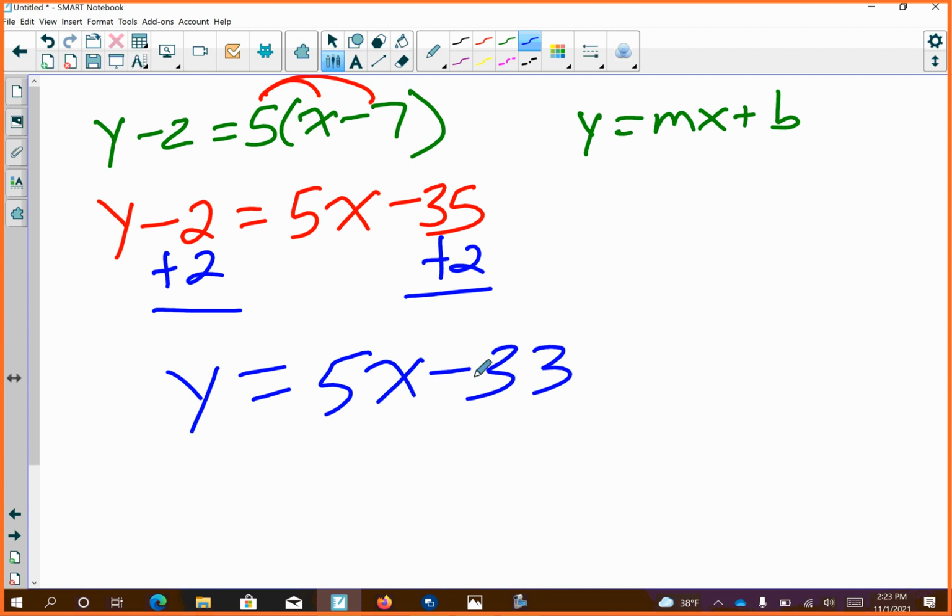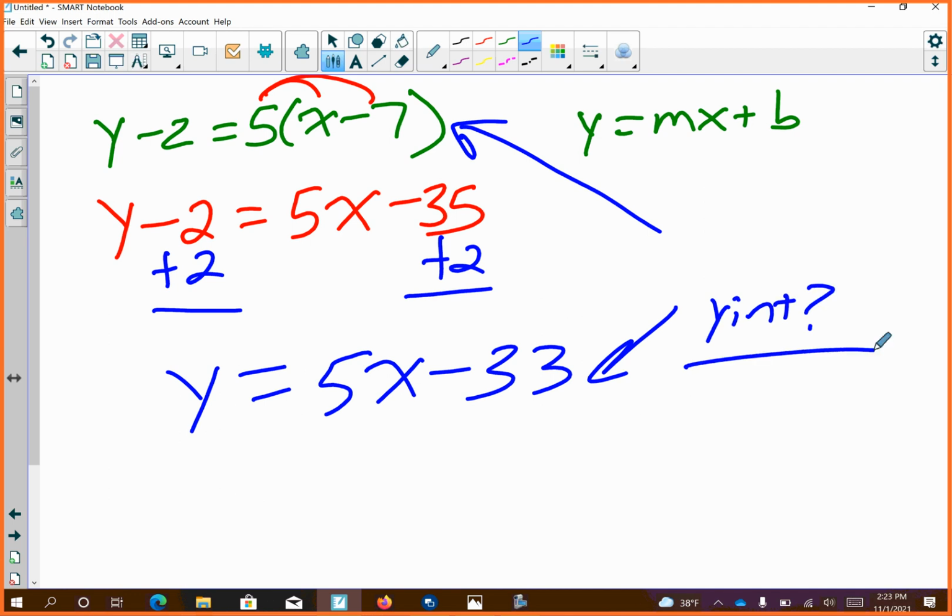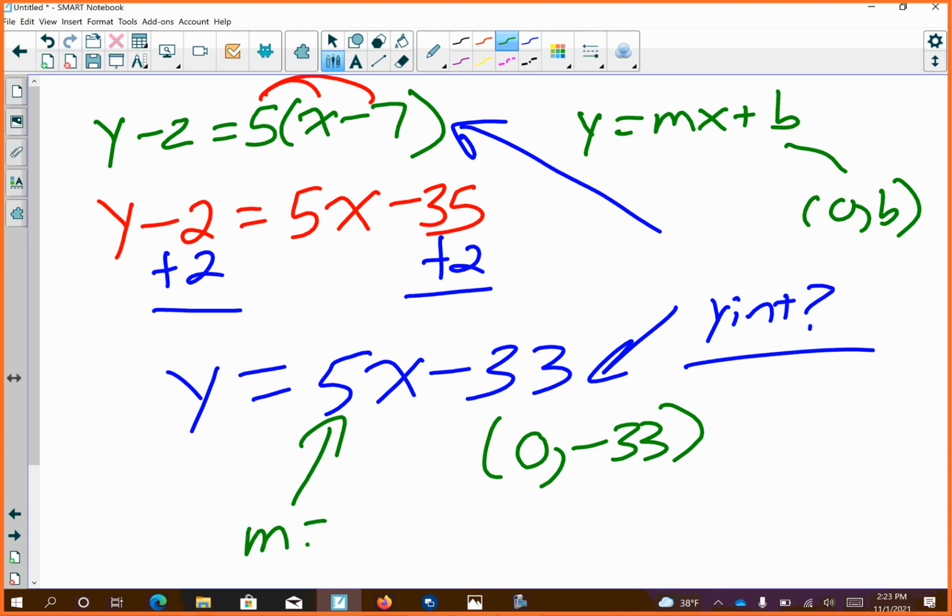Now, friends, what does this tell me now? If I went through my questions, I know I can get the slope off this, but I don't know what the y-intercept is. What's the y-intercept got to be? Yeah, 0 comma negative 33. And our slope is still the same. Our slope's 5 over 1, because again, we want it as a fraction, because the slope is a map to another point.